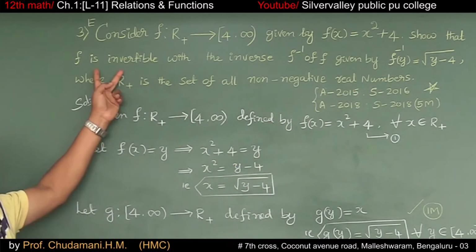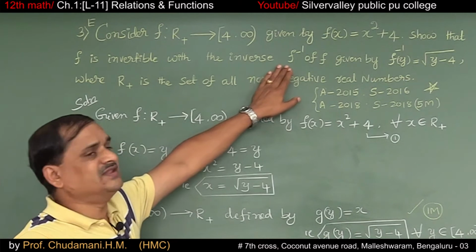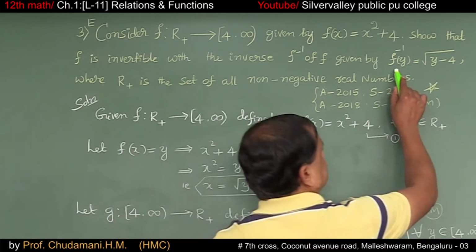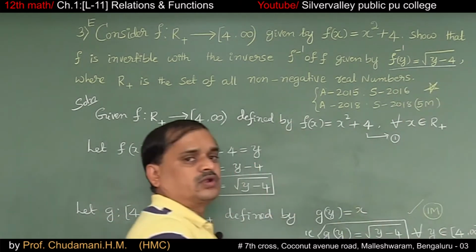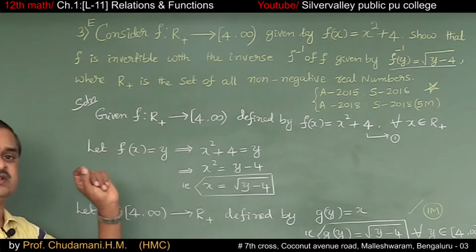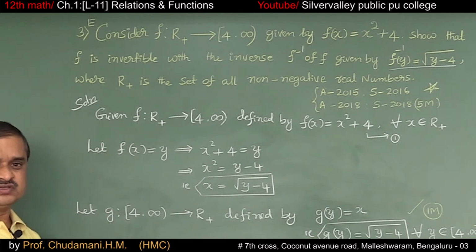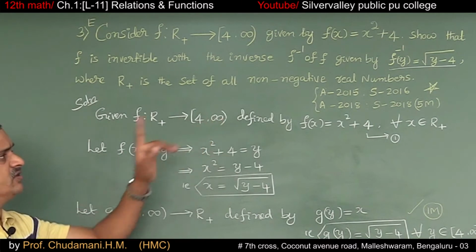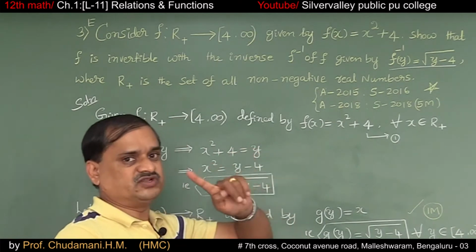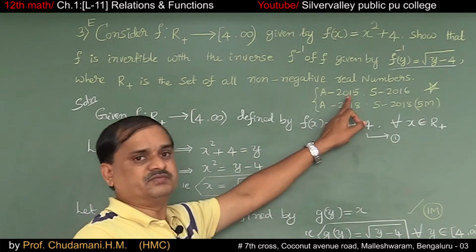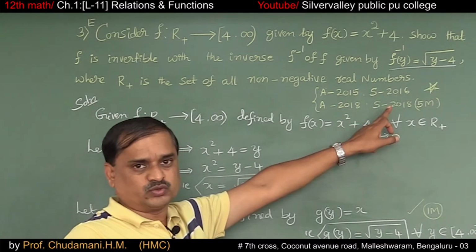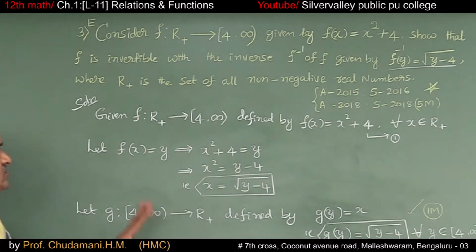Show that f is invertible with the inverse f inverse given by f inverse of y is equal to root of y minus 4, where R plus is the set of all non-negative real numbers. R plus means the set of all non-negative real numbers, nothing but positive real numbers. It appeared 4 times in the 5 mark section: annual 2015, supplementary 2016, annual 2018 and supplementary 2018. In the same year it appeared twice.